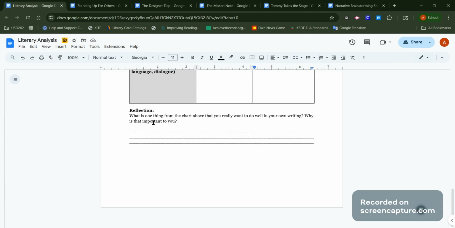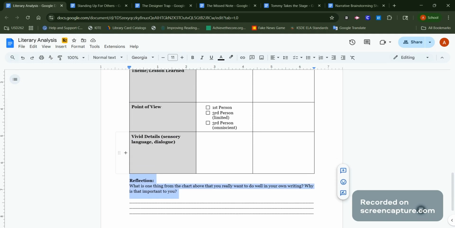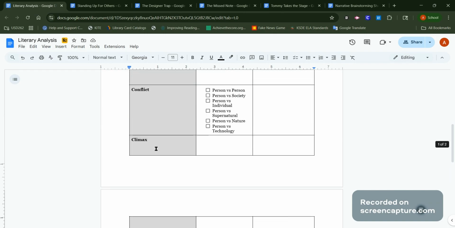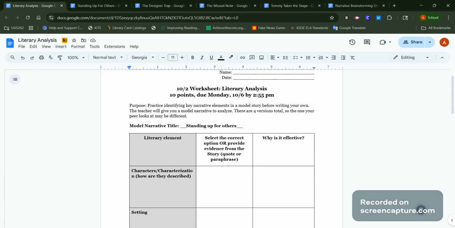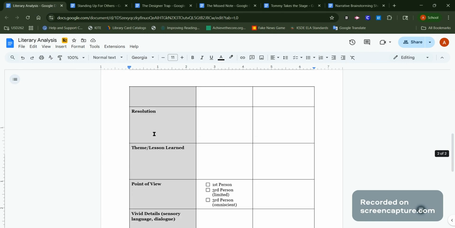When you've done that work, you have one last part to this. You're going to do a little bit of reflection. After you've looked at that model narrative and those literary elements, what is something you want to make sure you do really, really well in your writing? You could pick any one of these literary elements that's here.